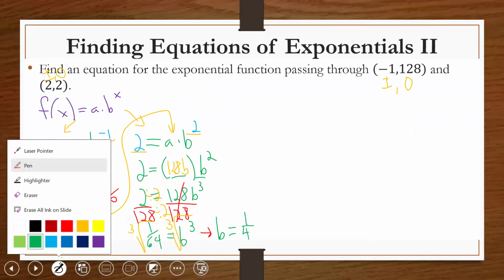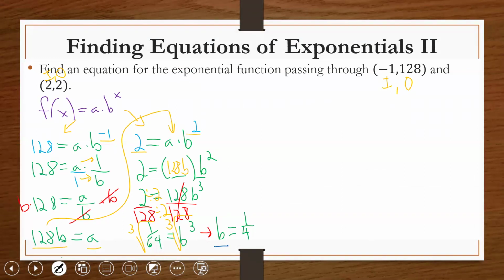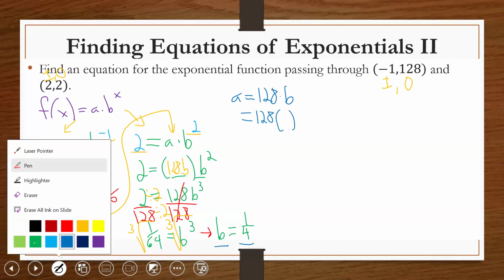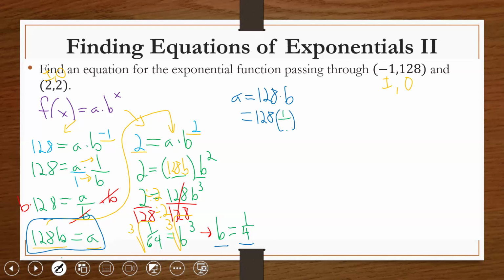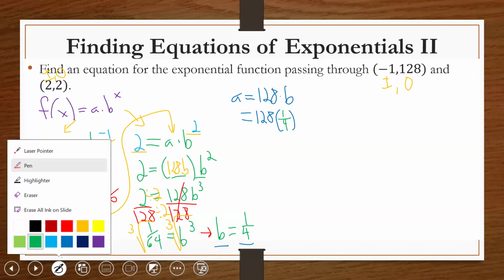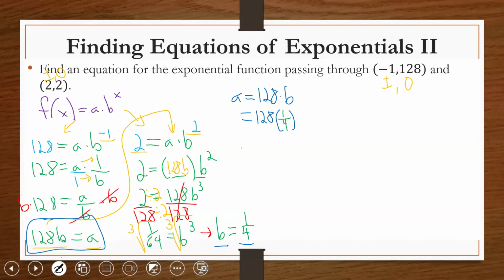And then, just as we did before, now that we know that b equals this, we can use the equation we have for a here to find the value for a based on that. So we have a equals 128 times b. Can rewrite that as 128 times the value we got for b, which is 1/4. And I'll leave it to you to check that if we do 128 times 1/4, we'll end up with 32.